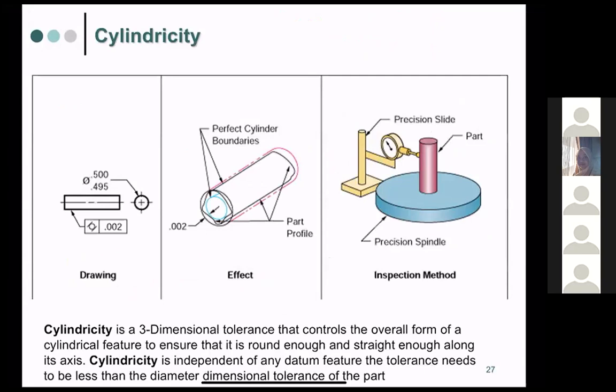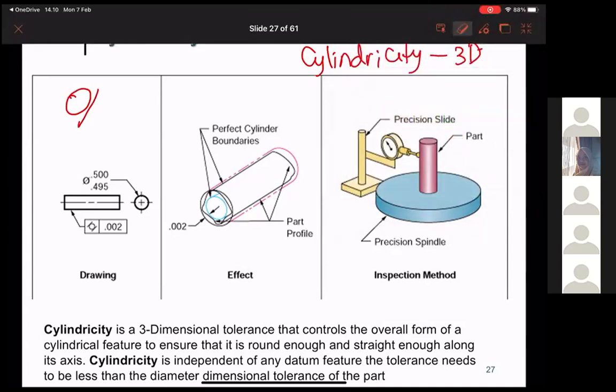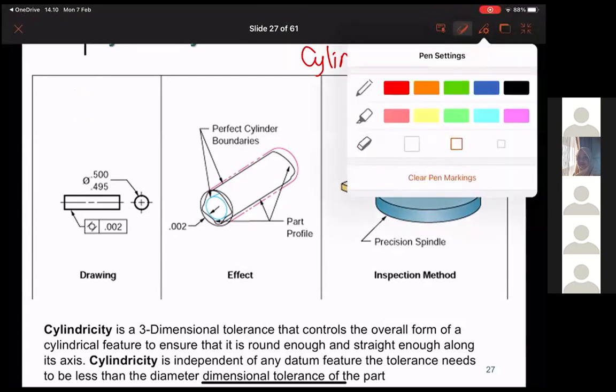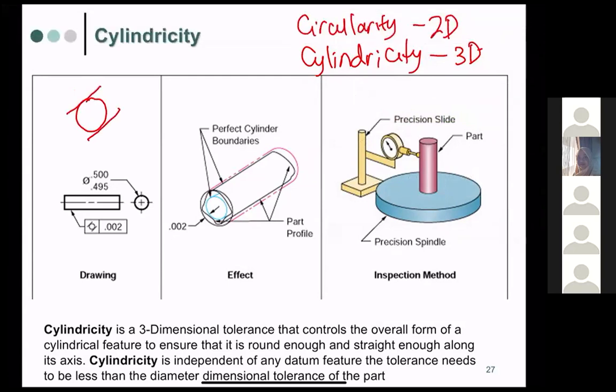So if we have circularity in 2 dimensions, we have cylindricity in 3 dimensions. Okay, so here is the cylindricity, this is the symbol. Okay, so this is the cylindricity like this.